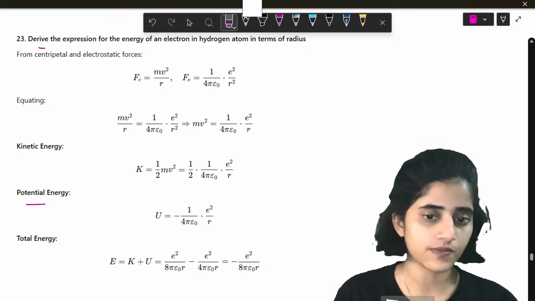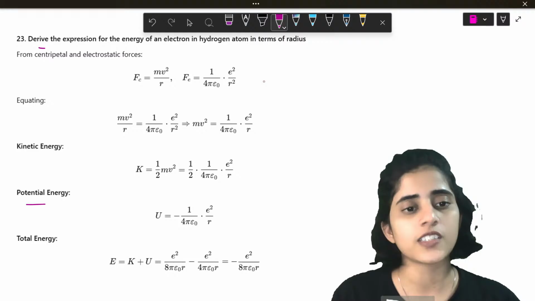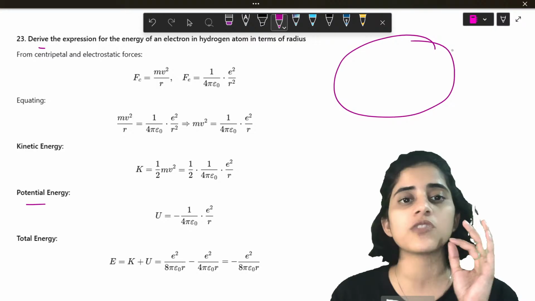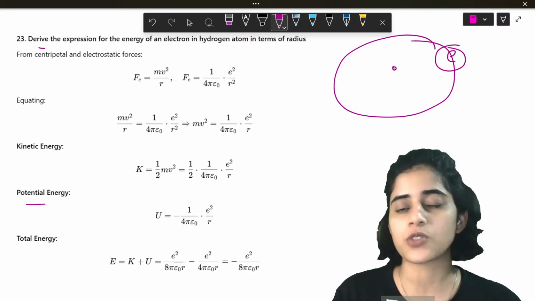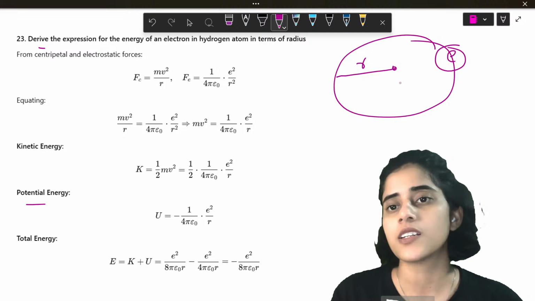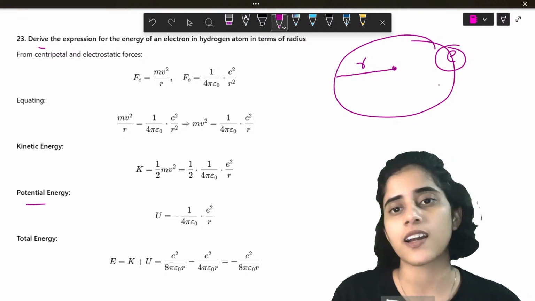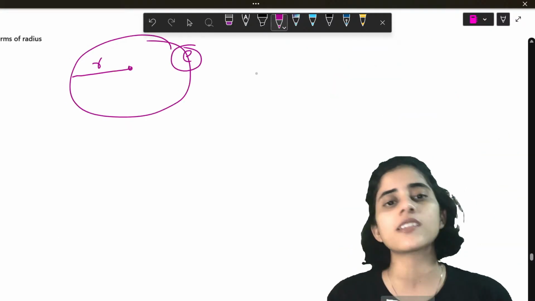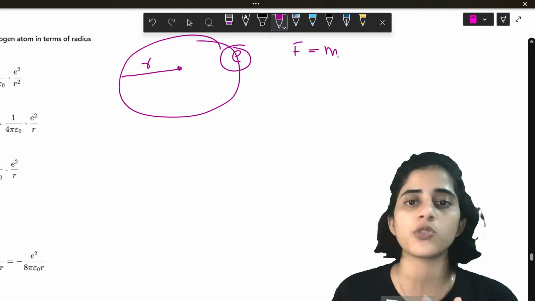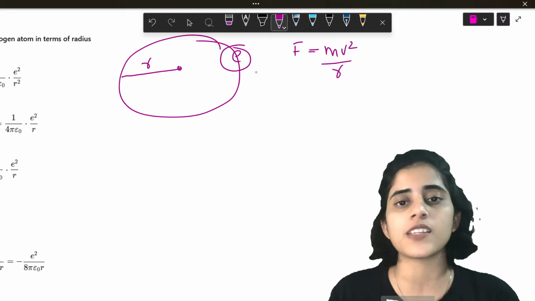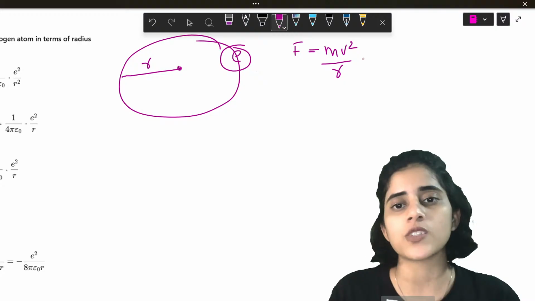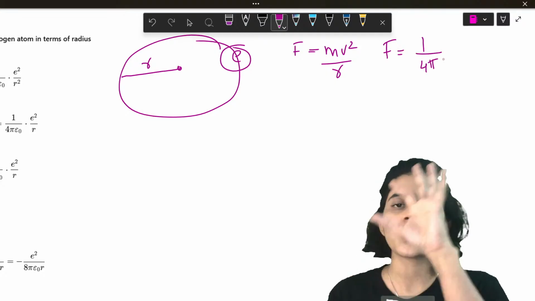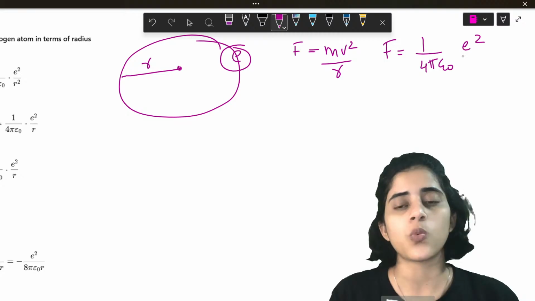This is a very easy question. See, you have to derive the expression for energy of an electron in a hydrogen atom. So this is a hydrogen atom. This is an electron. The radius is r. So this is an electron moving in a circular orbit. Anything moving in a circular orbit will have centripetal force. So centripetal force F is equal to mv square by r. Now, this electron is held together with electrostatic force also. So this is 1 by 4 pi epsilon naught E square by r square.